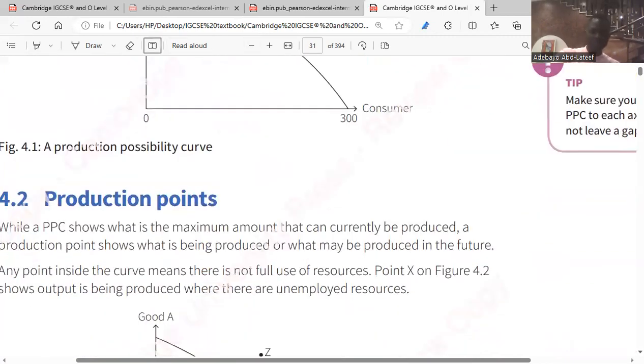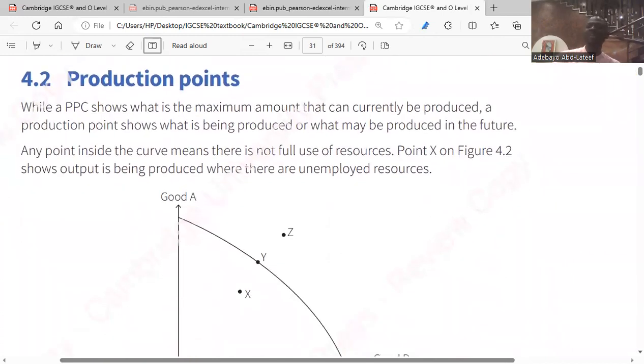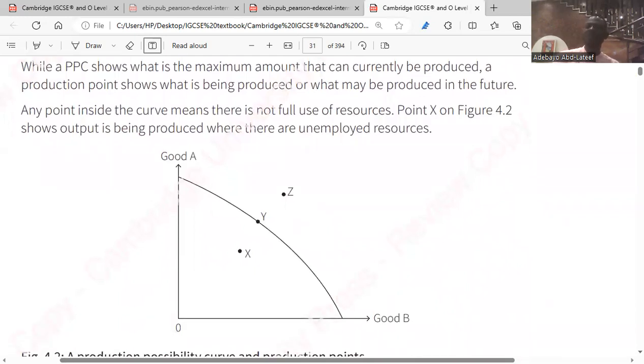Now, the production point. While the PPC shows what is the maximum amount that can currently be produced, a production point shows what is being produced or what may be produced in the future. Any point inside the curve means that there's not full use of resources. So we have point X, point Y, and point Z. Based on what we have here, if the economy is at point X, it means this economy is not fully utilizing its resources. Do you get what I'm saying here, please?